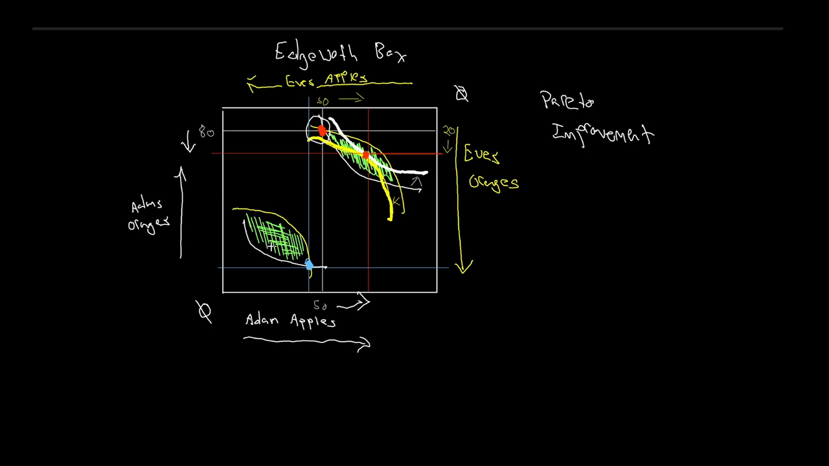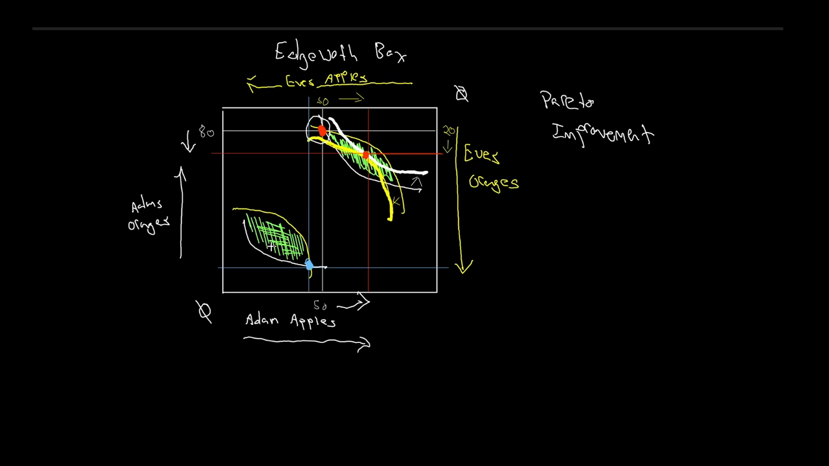And that's the big idea: regardless of what the initial distribution is, we can trade, we can reallocate amongst ourselves and obtain Pareto improvements. Any predistribution will support a Pareto efficient outcome.